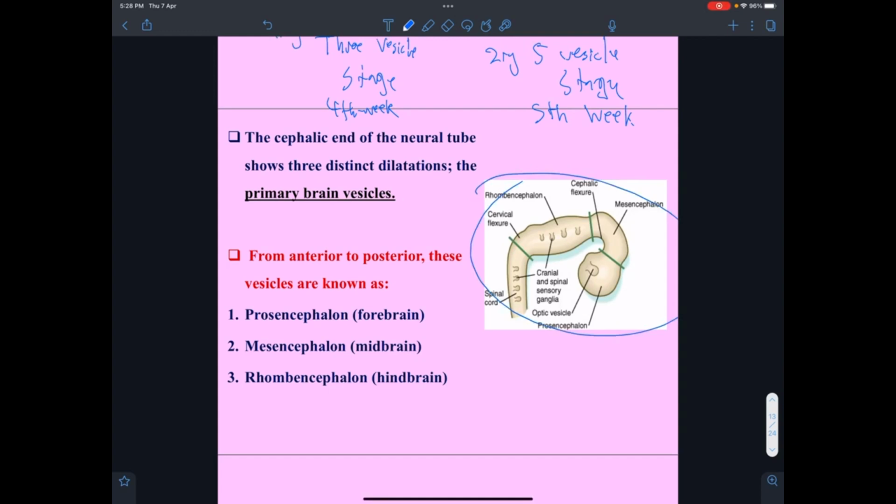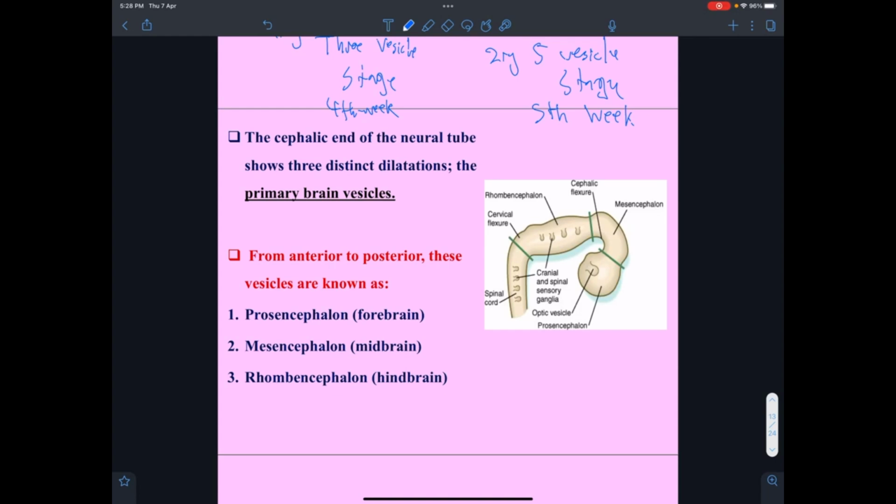This is the neural tube. Basically what happens is that the cranial 1/3 of the neural tube is going to dilate to form 3 distinct dilatations. We're going to consider these as the primary brain vesicles. If there's primary, there's secondary. But for now, just consider these as the primary brain vesicles.